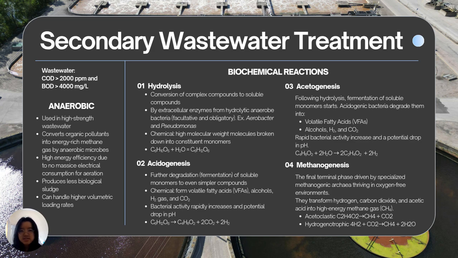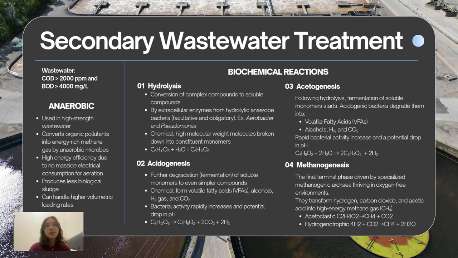Second is acidogenesis, where further degradation happens through fermentation that can break the soluble monomers into even simpler compounds. Chemically, the simpler compounds can be volatile fatty acids, alcohol, hydrogen gas, and carbon dioxide. The fermentation is done by bacteria, and the activity rapidly increases, and there's a potential drop in pH along the fermentation. From the chemical reaction, we also can see that the glucose is broken down into butyric acid, carbon dioxide, and hydrogen.